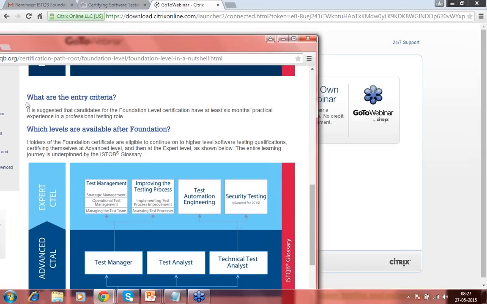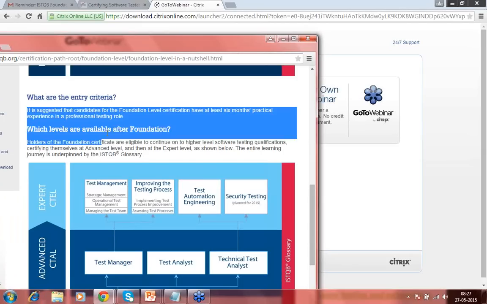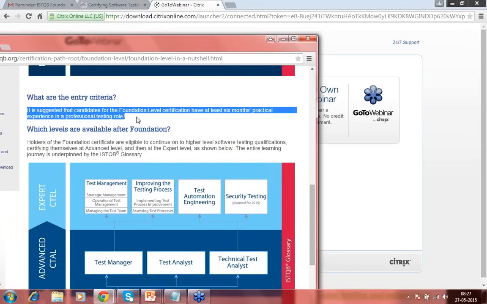The entry criteria, even though they say here this is the entry criteria, all candidates for foundation level certification should have at least 6 months of practical experience in a professional testing role. So that is what they say ultimately, but a lot of people without experience also go and write the exam. Having said that, if you've gone through this software testing training and have a fair idea about software testing and all, you can appear for the exam. Okay.